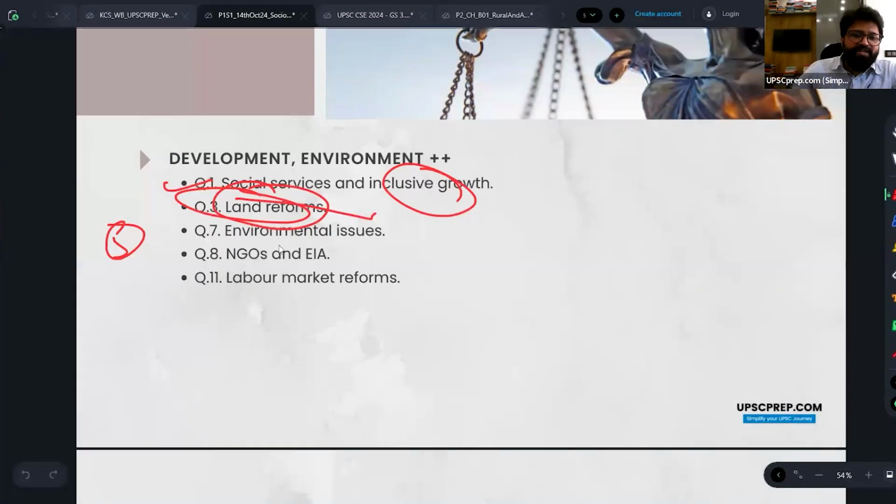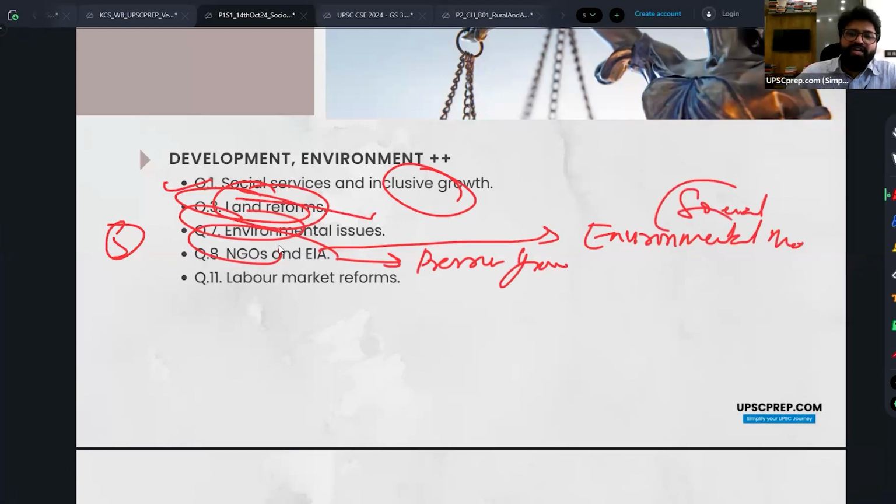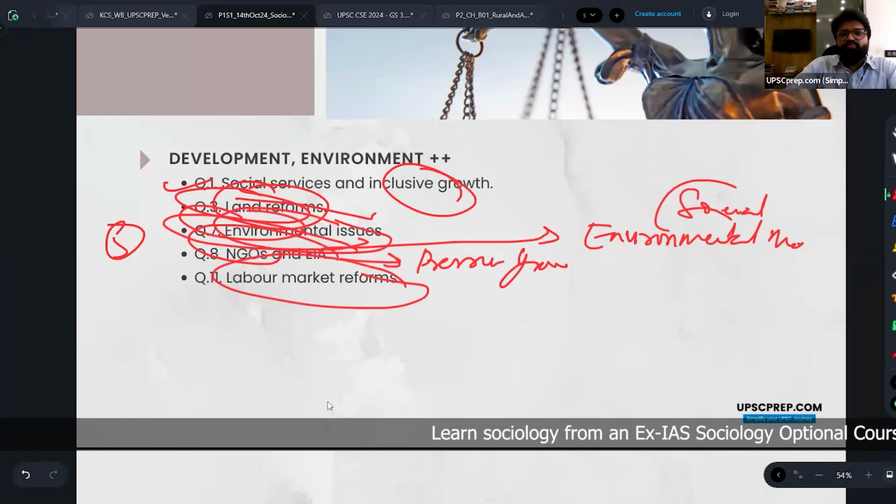Let us look at environmental issues. Question number 7. NGOs, I have already shown you where we study about NGOs. Pressure groups. Okay, environmental impact assessment. There are environmental movements in the social movements chapter. Okay, तो यहां से आपको थोड़ा बहुत कंटेंट मिलेगा. Okay, labour markets. Environmental issues, we discuss environmental issues also. यहाँ पे let me open this one.